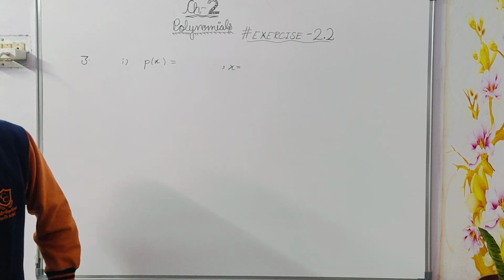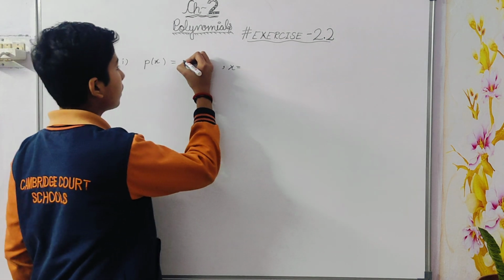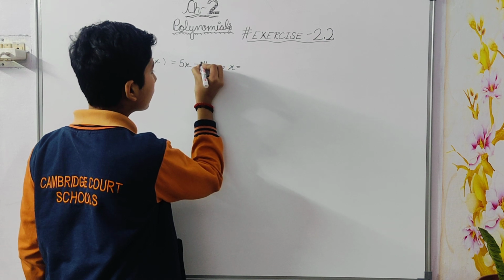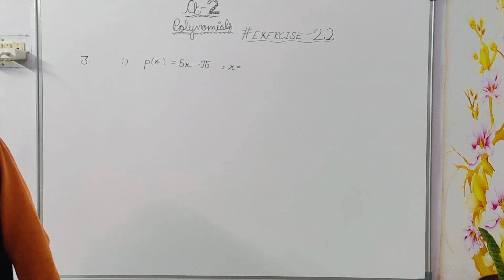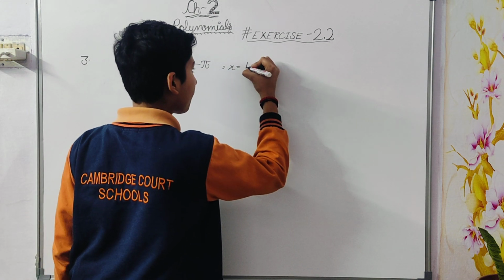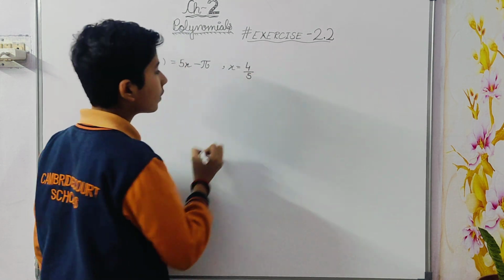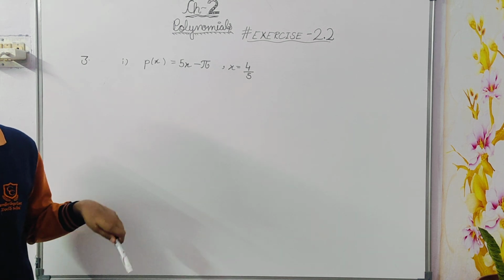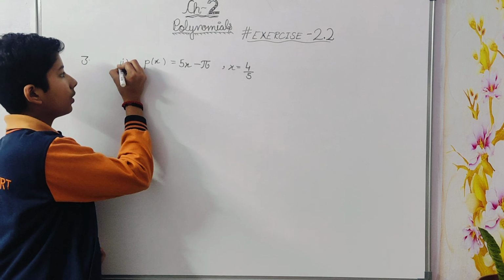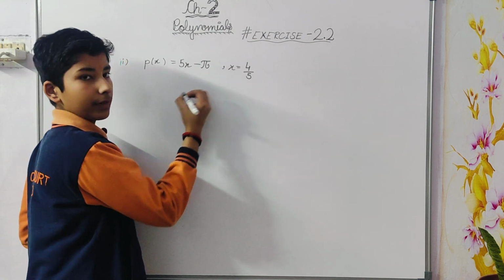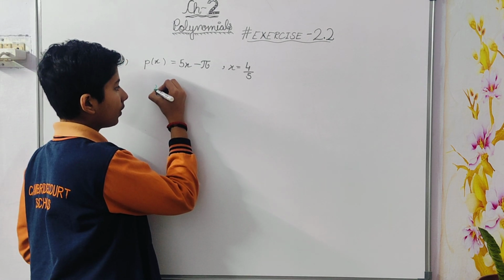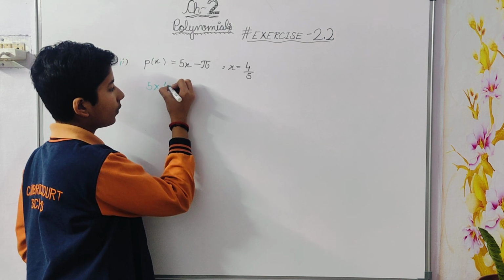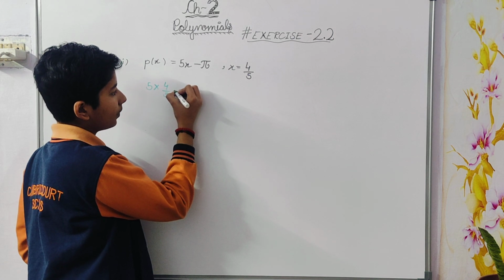So next is part 2: 5x minus pi, where x is equal to 4 by 5. Let us continue. 5x minus pi, 5 multiplied by 4 by 5, minus pi.